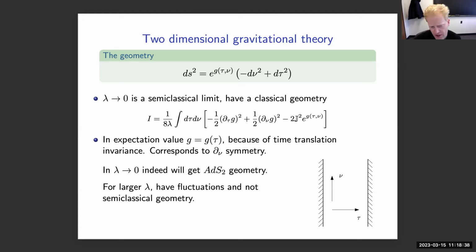And for larger lambda, we of course have fluctuations, so the geometry fluctuates. We can still consider what is the average metric, and that's what we'll do most of the time. But of course now it becomes fluctuating.